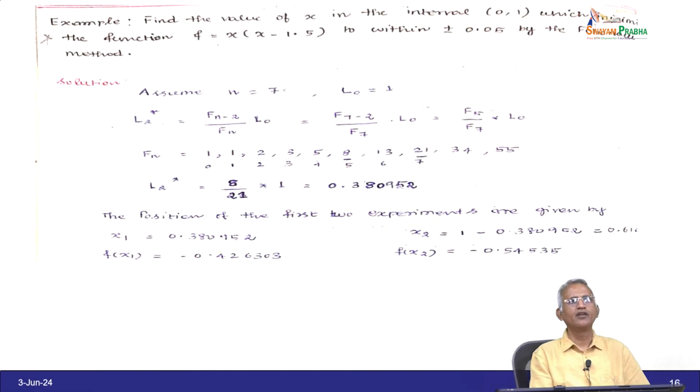Next example: find the value of x in the interval 0, 1, which minimizes the function f equal to x into x minus 1.5, to within plus or minus 0.5, using the Fibonacci search method. Here n equal to 7, L naught equal to 1, therefore, L2 equal to F suffix n minus 2 by Fn into L naught. n equal to 7 you take it, therefore, F7 minus 2 by F7 into L naught, that is F5 by F7 into L naught.